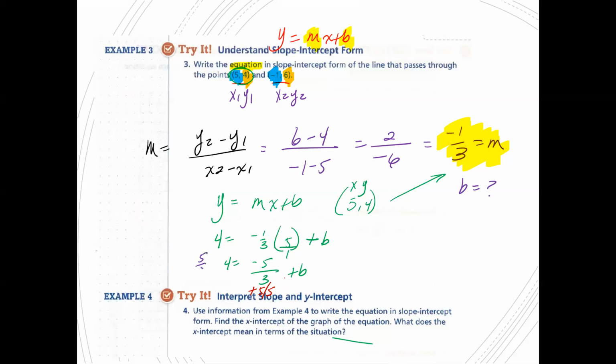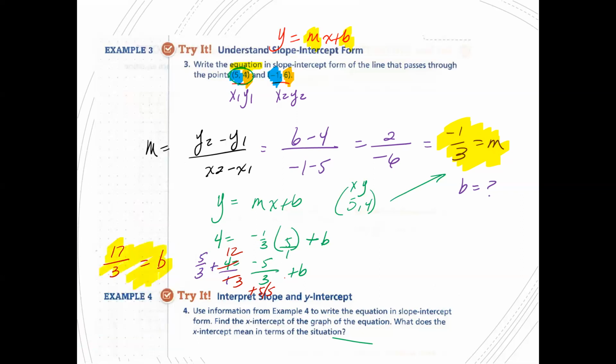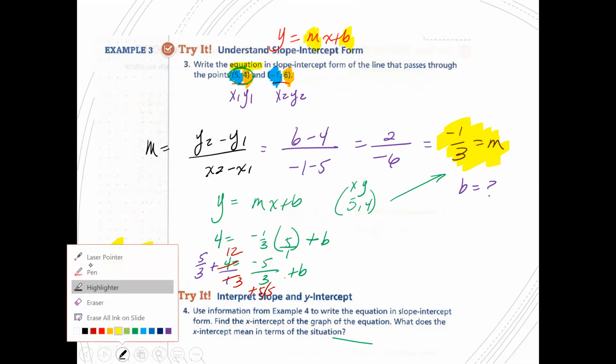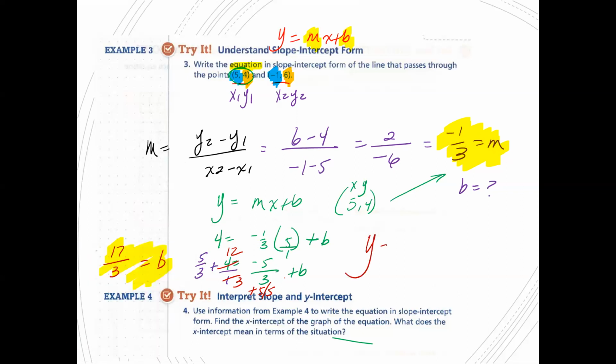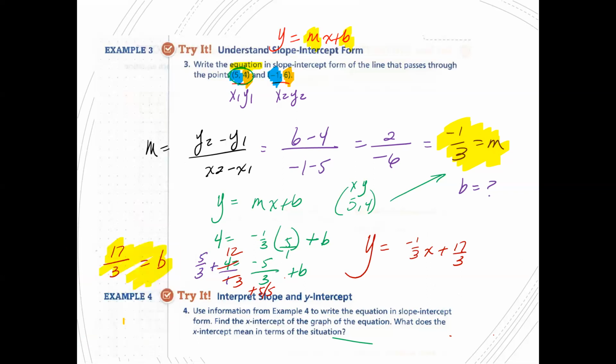Okay, so 5 over 3 plus 4 over 1. Now, you want a common denominator, so if I make the 1 a 3, 4 becomes 12, and then when I add it together, I have 17 over 3 equals b. Now that I have my b and I have my m, I can go ahead and write my equation. y equals negative 1/3 x plus 17 over 3. And that is your equation for this line.